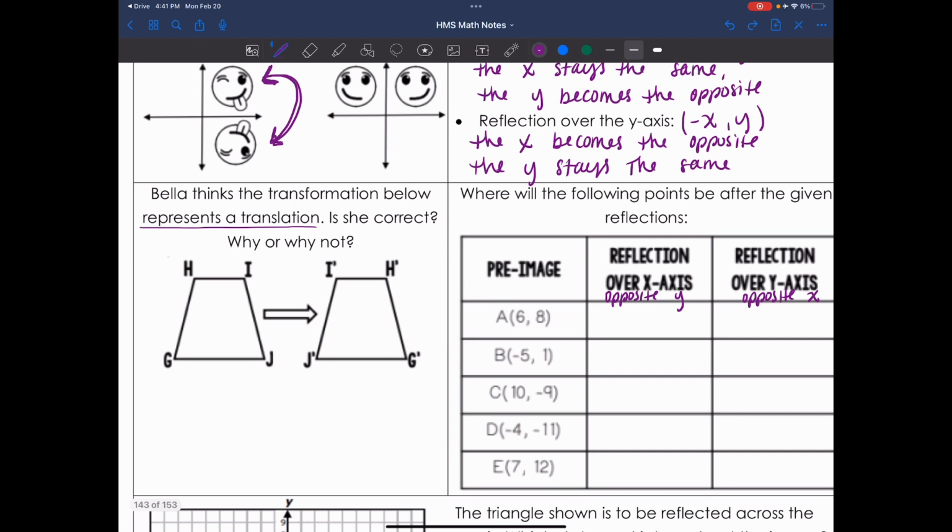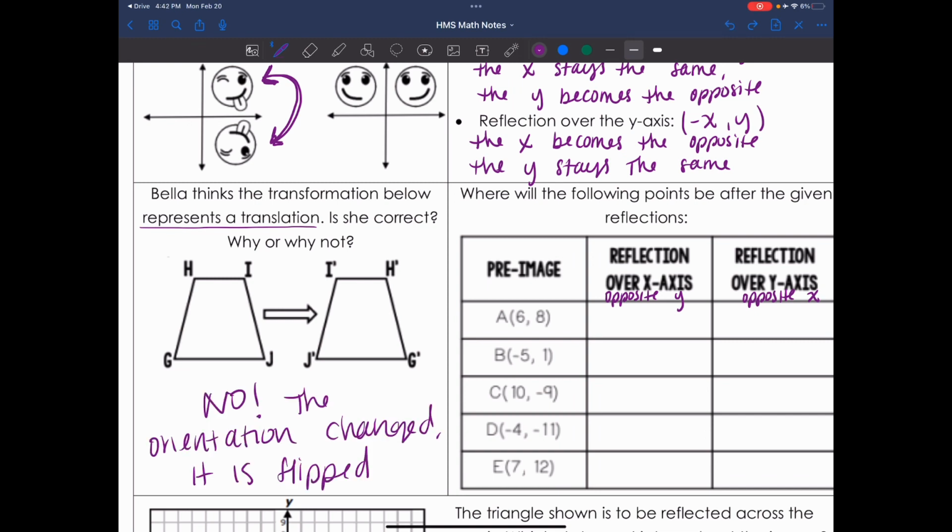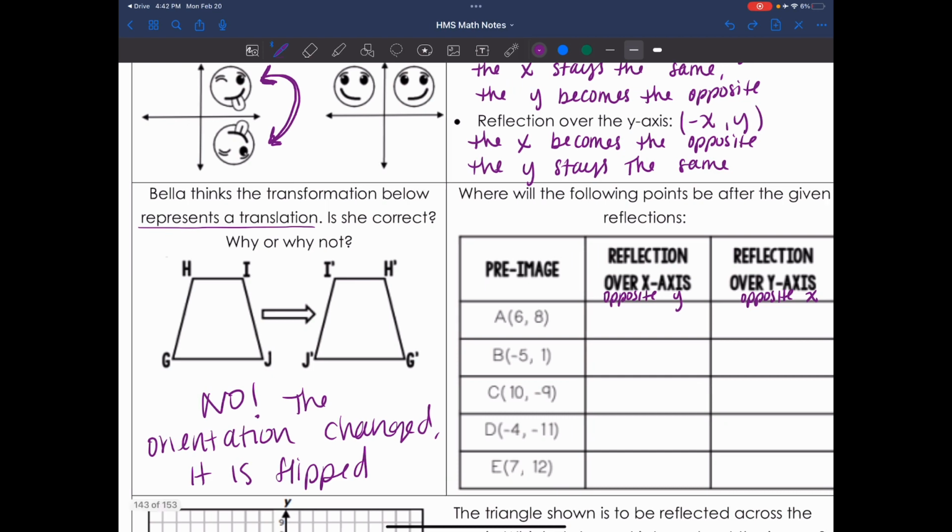Bella thinks the transformation below represents a translation. Is she correct? Why or why not? I'm going to say no, because the orientation changed, meaning it was G-H-I-J. Now it is J-I-H-G. It's been flipped.